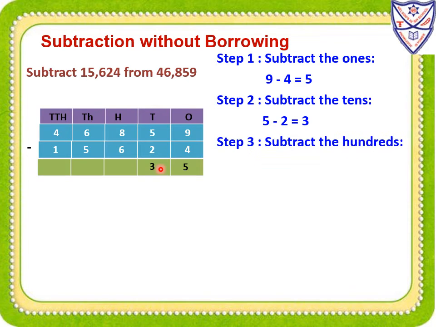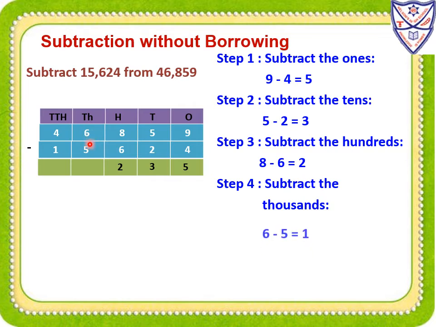Now step number 3, subtract the hundreds. Which digits are there? 8 and 6. So 8 minus 6 we will get 2. So at the hundreds place we will write 2. Now step number 4, subtract the thousands place. In the thousands place which digits are there? 6 and 5. So 6 minus 5 we will get 1. So at the thousands place we will write 1.